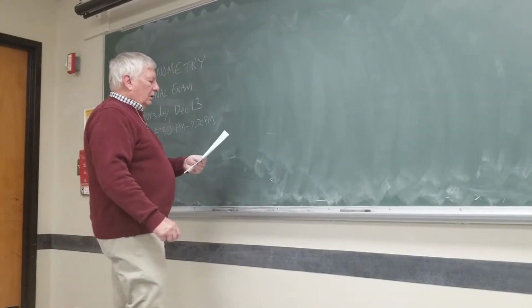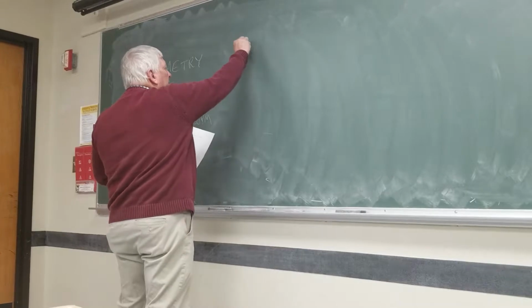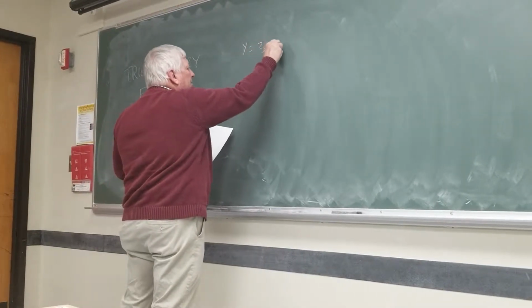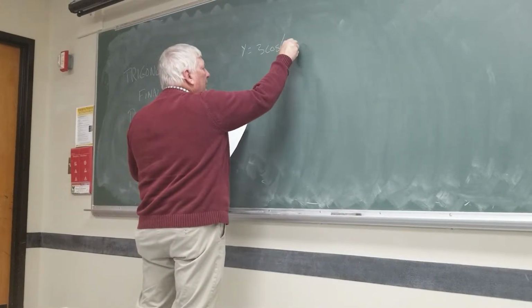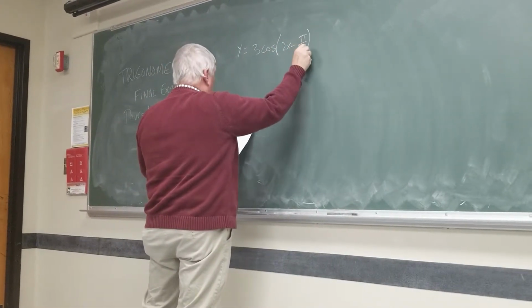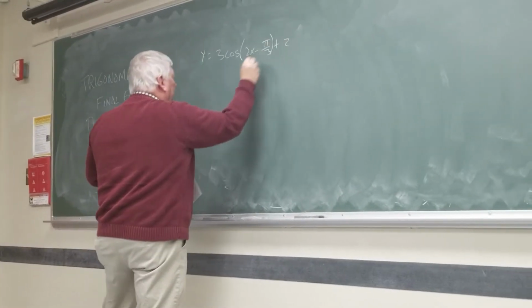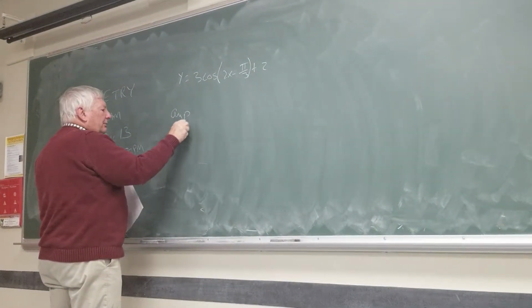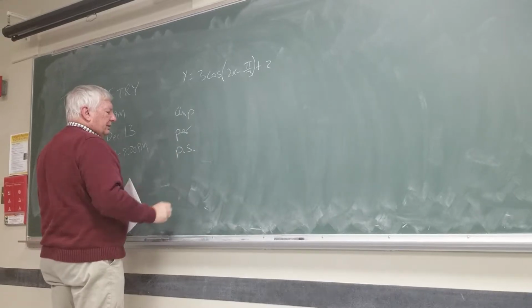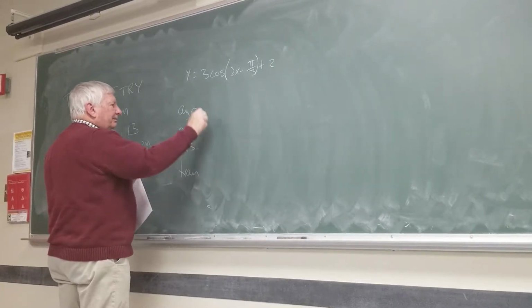Okay, first one we want to graph: y equals 3 times the cosine of (2x minus pi over 3) plus 2. So we always identify the amplitude, period, phase shift, and the translation.